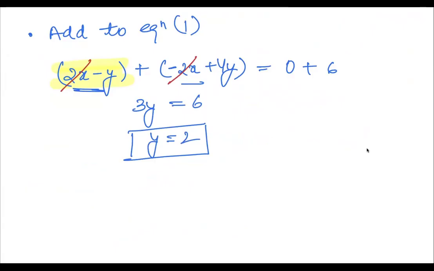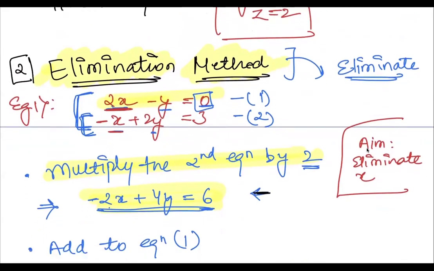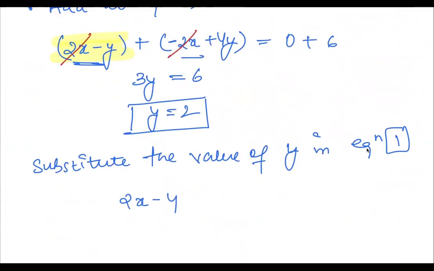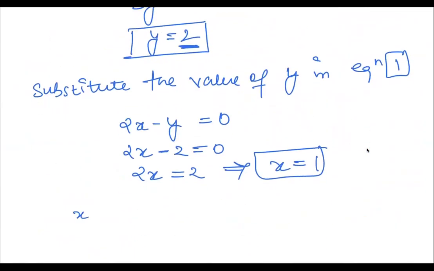Now we can substitute the value of y in equation 1. What is our first equation? 2x minus y is equal to 0. So I substitute this value: 2x minus 2 is equal to 0, 2x is equal to 2, and x is equal to 1. So the value of x and y is 1 and 2. This is the same result that we got using the substitution method. Is this clear to everyone?